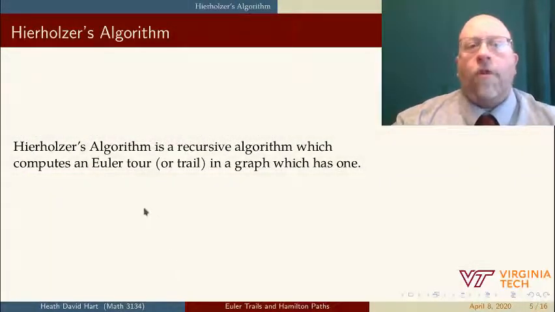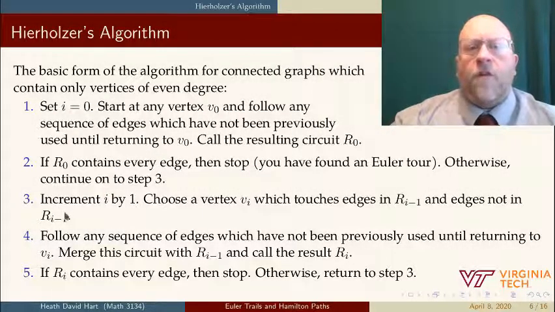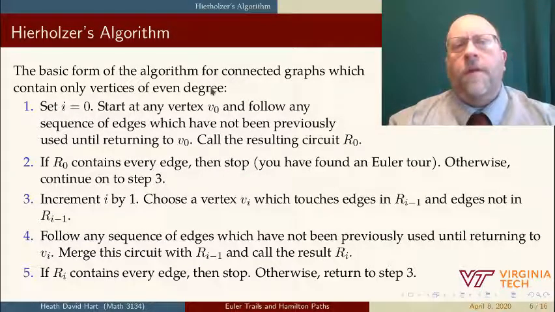And we have an algorithm to compute an Euler tour in a graph that has one. Let's talk about this algorithm for a second. The basic form of the algorithm is for a connected graph that contains only vertices of even degree. We'll pick any vertex in the graph and start drawing a sequence of edges that we haven't previously used until we get back to V0. And we'll have a circuit. We'll go ahead and call that circuit R0.